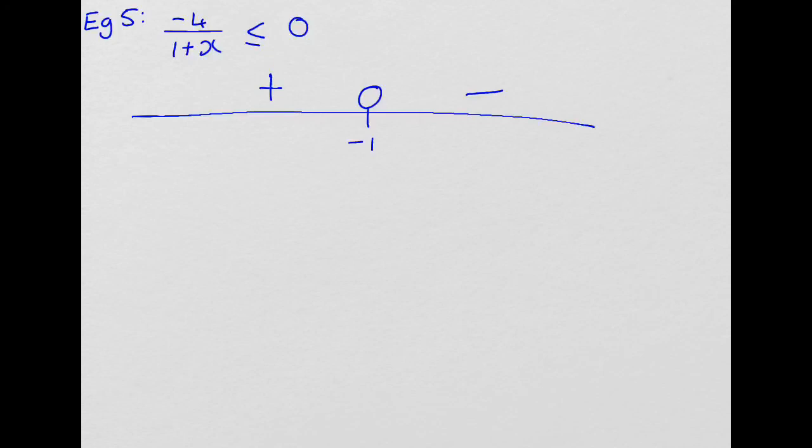Right, that's it. So now we know that we're looking for answers that are negative. So therefore we are looking for these solutions. Right, so that means that x is greater than negative 1. Not greater than or equal to, because negative 1 would make it undefined.